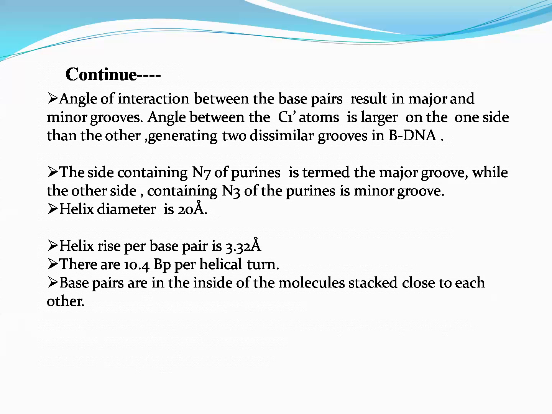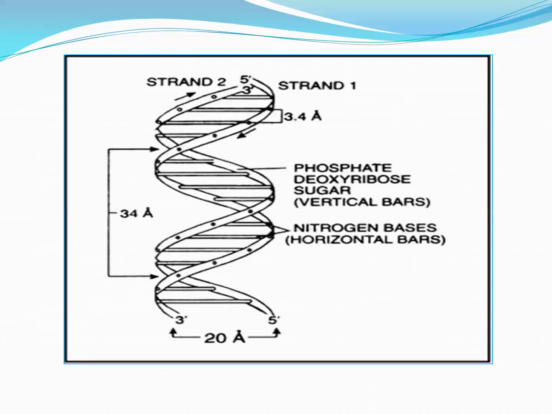The diameter of the helix is 20 angstrom. Helix rise per base pair is 3.32 angstrom. We will discuss this in the next slides, that is the structure. There are 10.4 base pairs per helical turn. Base pairs are on the inside, and the molecules are stacked close to each other.